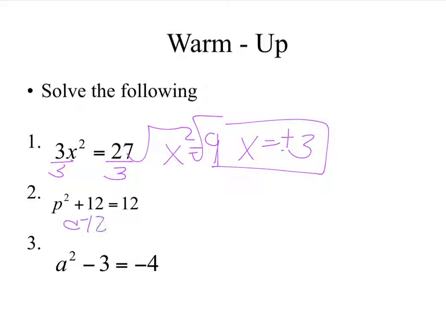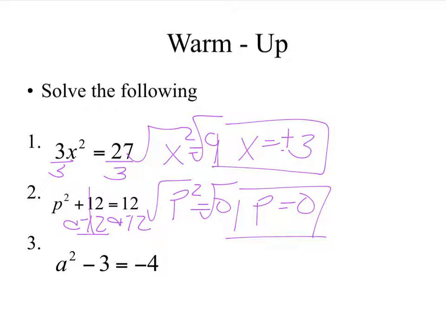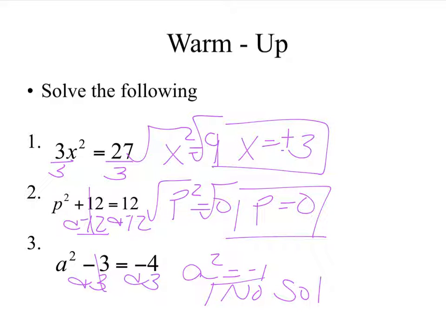I'm going to add negative 12 to each side. We end up with p squared equaling 0. Technically, we square root each side, and p is 0. Last one, I'm going to add positive 3 to each side. When I do that, it's a squared. A squared equals negative 1. We cannot take the square root of a negative, so the answer to number 3 is no solution.